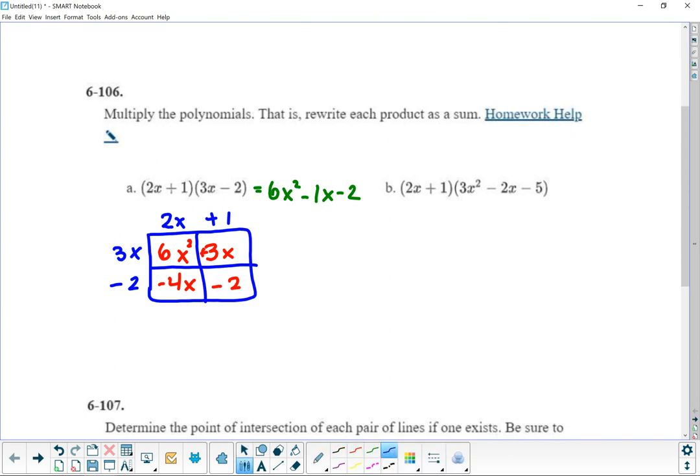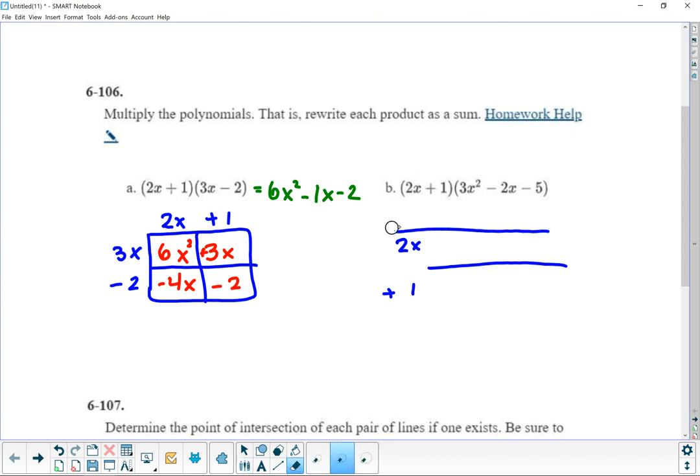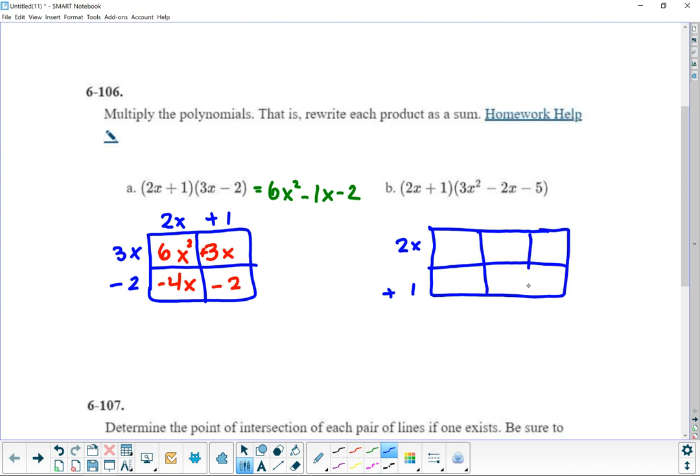Okay, next one, we're going to do this with 2x plus 1, and this is a 3 by 2. It's going to look something like this. So this will be 3x squared minus 2x minus 5. Same thing, I just do a quick multiplication. 2 times 3 is 6. x to the 1 power and x to the 2 power multiplied together, you will get x to the third power.